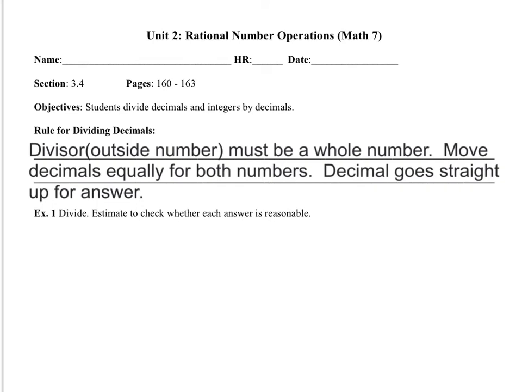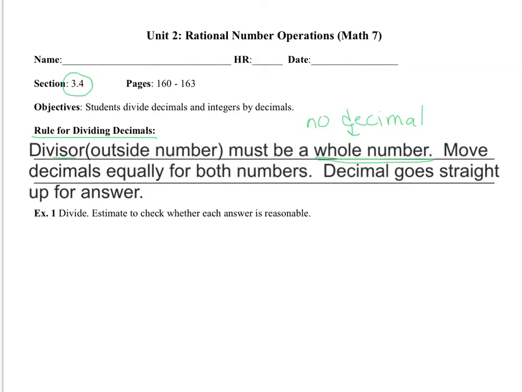To get us started today, we're going to have to write down this long rule for dividing decimals. So make sure that you're on the 3.4 video notes page to write everything down on. The rule for dividing decimals is that the divisor, the outside number, must be a whole number. And remember, a whole number means no decimal. So we have to do whatever needs to be done to make sure that outside number doesn't have a decimal. Then we're going to move the decimals equally for both numbers, the inside number and the outside number.